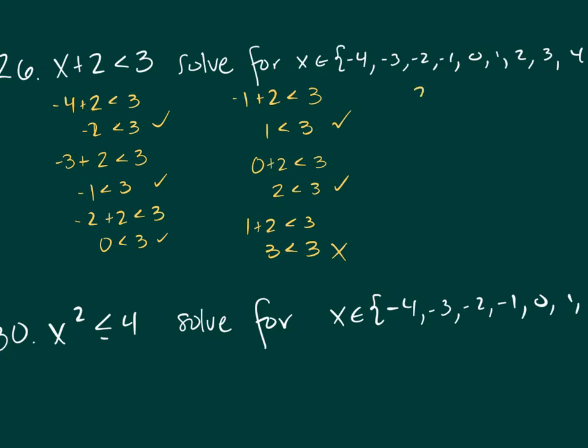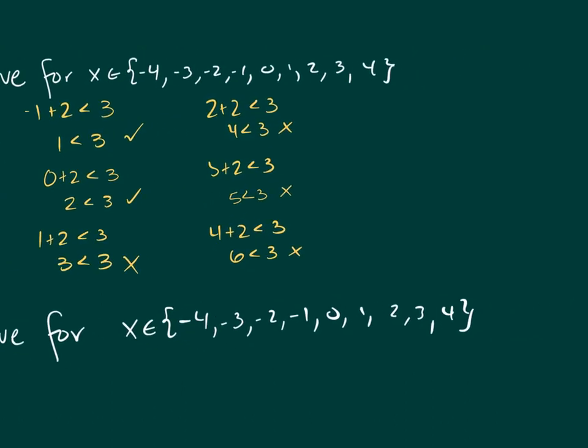So let's just double check. 2 plus 2 is less than 3. 4 is less than 3. Not true. 3 plus 2 is less than 3. 5 is less than 3. Not true. And 4 plus 2 is less than 3. 6 is less than 3. Not true. So our answers are from negative 4 to 1, and we write that in set notation: negative 4, negative 3, negative 2, negative 1, 0, and 1.